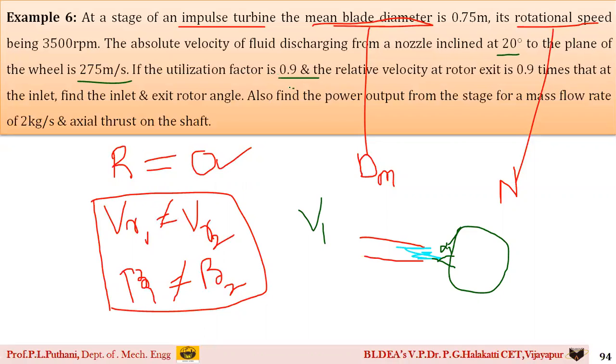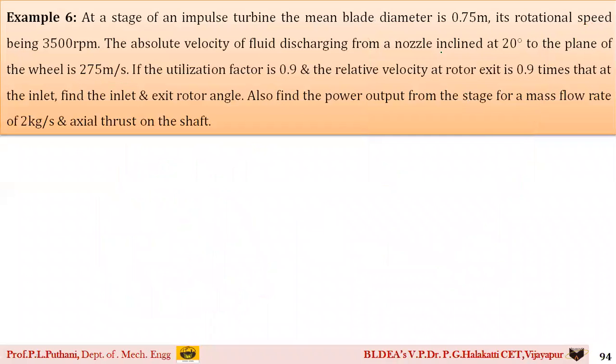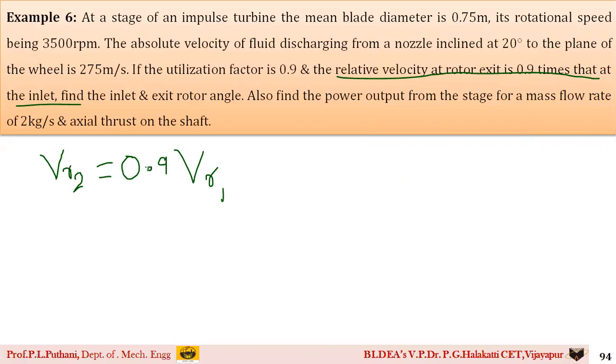Utilization factor is given, that is epsilon. Then the relative velocity at the rotor exit is 0.9 times that of the inlet. This is a very, very important term. Relative velocity at the rotor exit is 0.9 times that at the inlet, which means VR2 is equal to 0.9 times VR1, which means that VR2 is not completely equal to VR1.